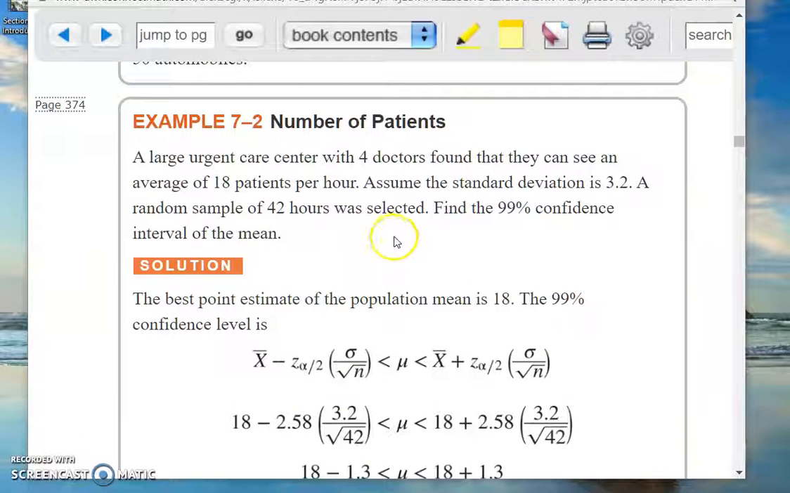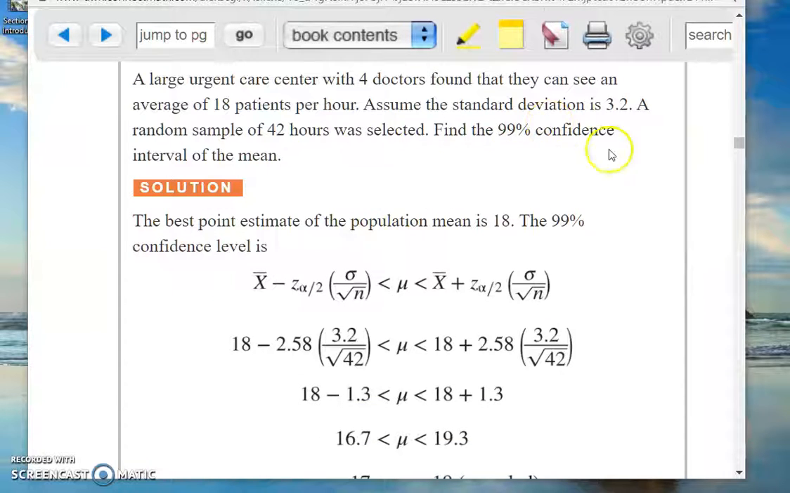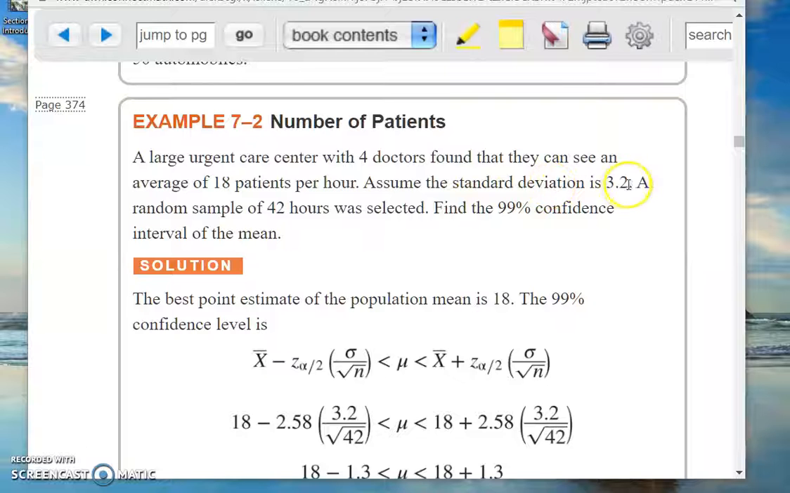All right, so we've got the same idea here, number of patients. They can see an average of 18 patients per hour, with a certain standard deviation. You get a random sample of 42 hours, with a 99% confidence level. Okay, so do we have everything we need? We have the standard deviation. That's my sigma. Okay, that goes in here. I have a random sample of 42 hours. That's going to go right here. That's n, square root of n.